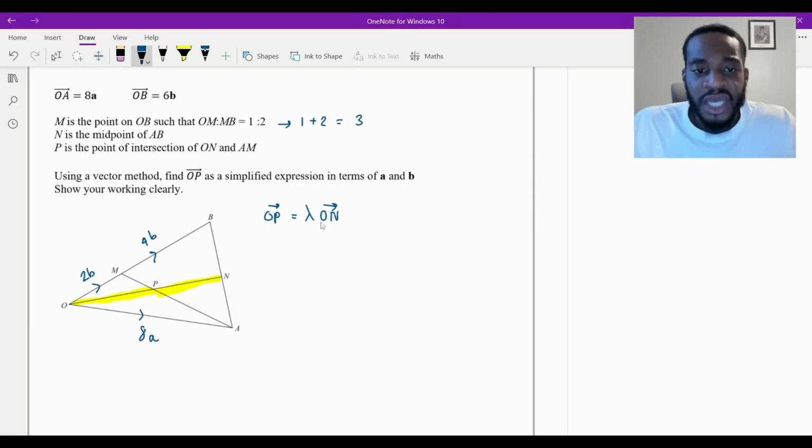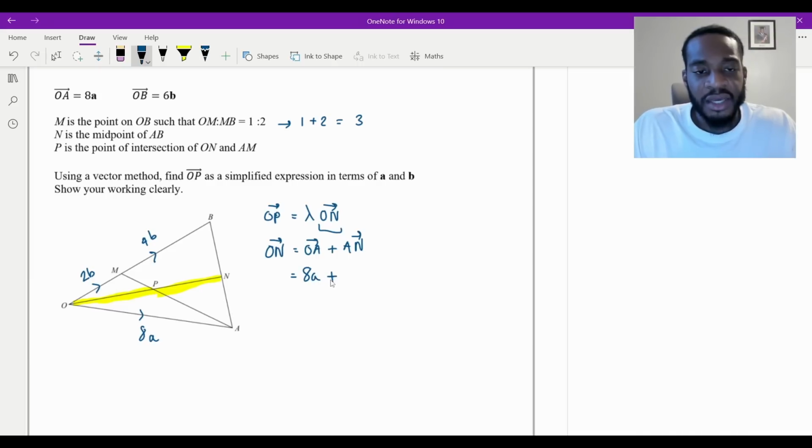Now, O to N, are we able to calculate O to N? Definitely. O to N, if I look at this here, I'm going to write this out. O to N will equal, well, I would go along O to A. I'll write O to A like this, and then I'll add on A to N. That will give me the vector O to N. Now, O to A, we know that's 8A. Now, plus A to N.